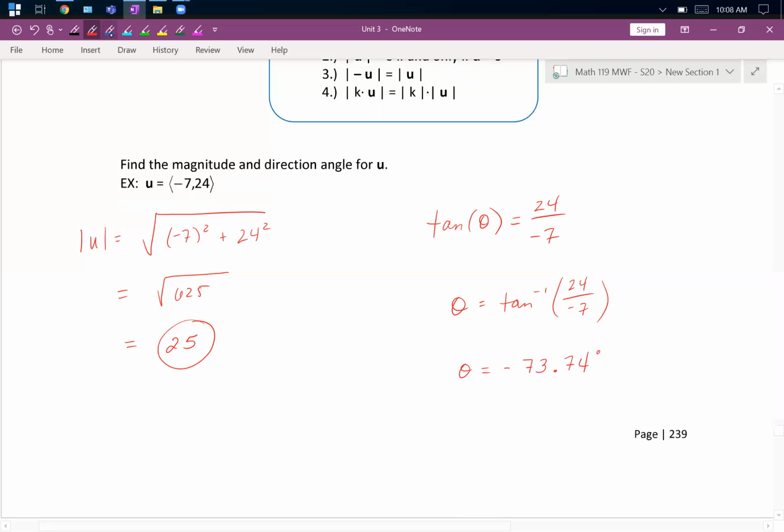like an ordered pair, negative 7, 24 is going to put us over here in the second quadrant. But our direction angle that our calculator gave us is in the 4th quadrant. So to get us to the 2nd quadrant, all we're going to do is add 180 degrees to get us from over here to where we need to be. We end up with a direction angle of 106.26 degrees.